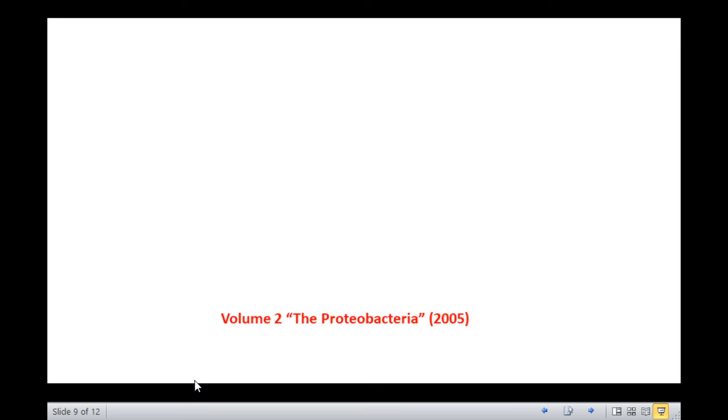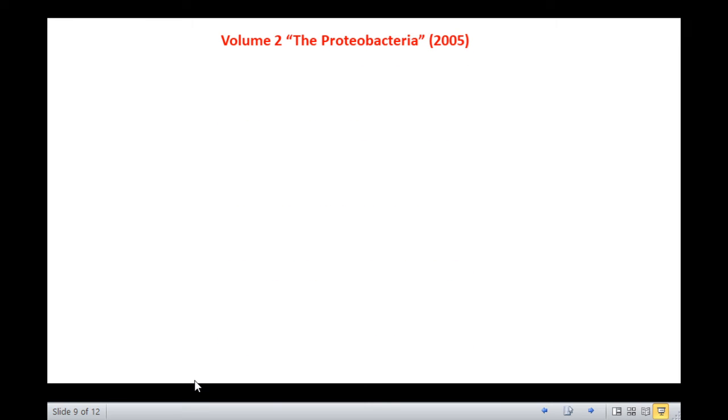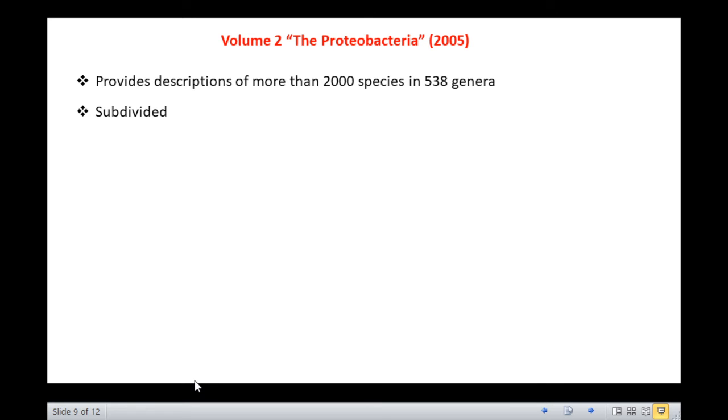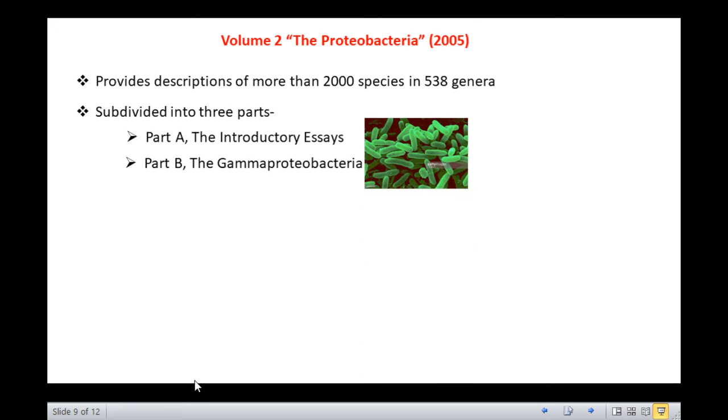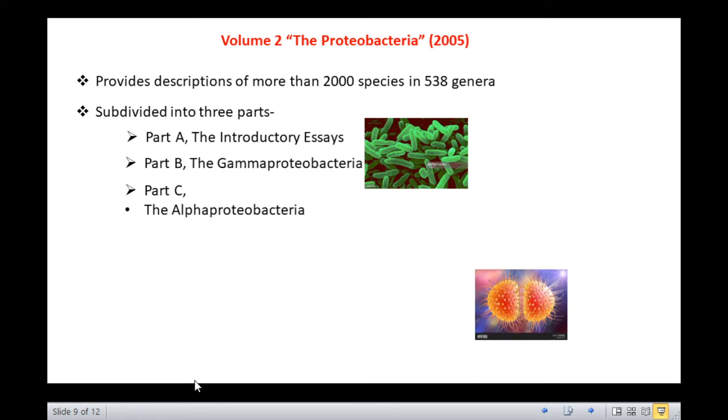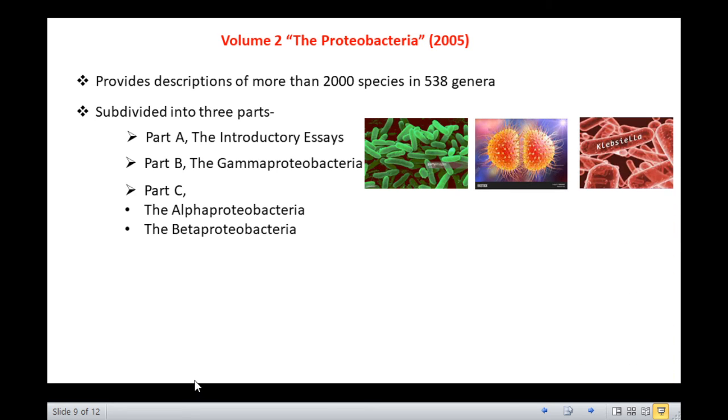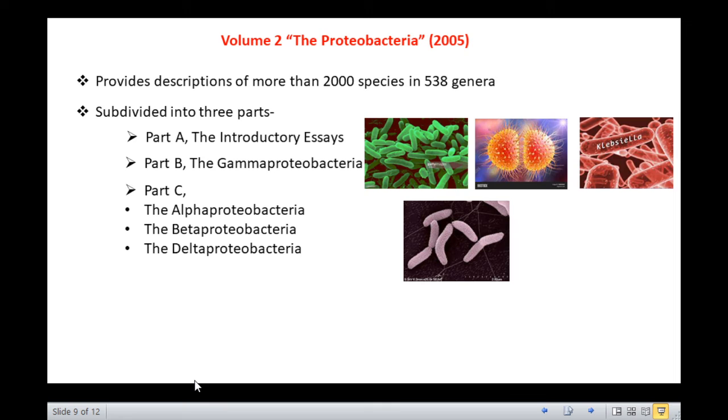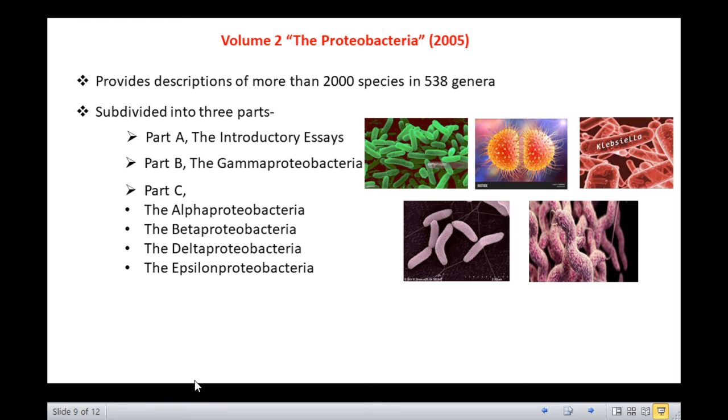Volume 2 consists of the Proteobacteria and was published in the year 2005. The volume provides descriptions of more than 2000 species in 538 genera that are assigned to the phylum Proteobacteria. This volume is subdivided into three parts. Part A, the introductory essays. Part B, the Gammaproteobacteria. Part C includes the Alphaproteobacteria, the Betaproteobacteria, the Deltaproteobacteria, and the Epsilonproteobacteria.